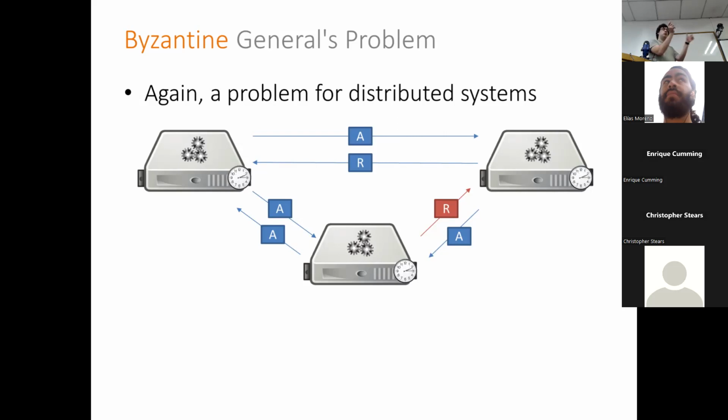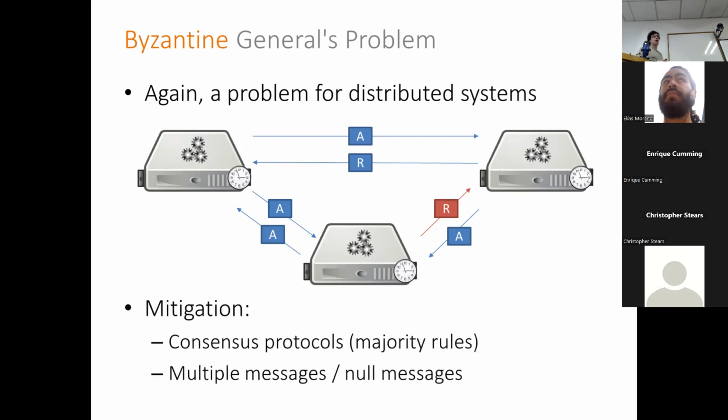Yeah, there are 2 nodes in the distributed system that have 2 different views of the same thing. To solve this, there is no general solution, but we can at least apply some mitigation again. We can apply some sort of consensus protocols to say that we're going to take a majority vote. We could also, for example, get the machines to send information in multiple rounds.